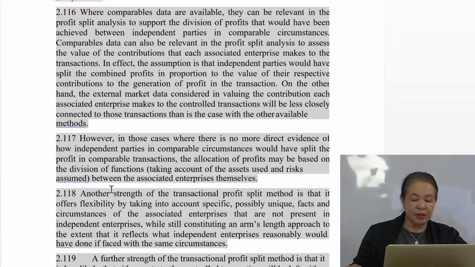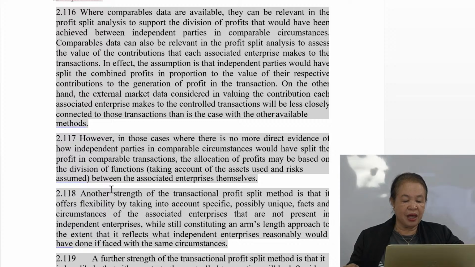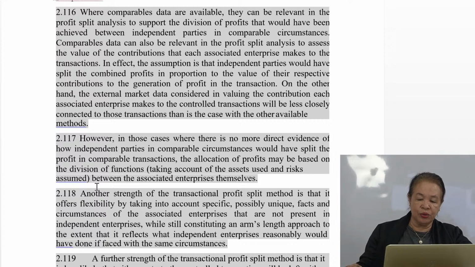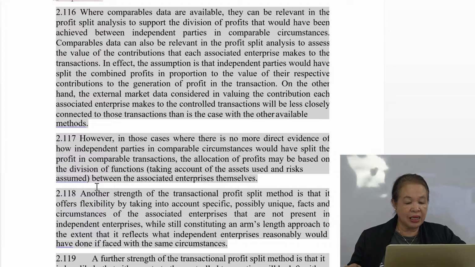So another strength of the transactional profit split method is that it offers flexibility, no, by taking into account specific, possibly unique facts and circumstances of the associated enterprises that are not present in independent enterprises, while still constituting an arm's length approach to the extent that it reflects what independent enterprises reasonably would have done if faced with the same circumstances, no?